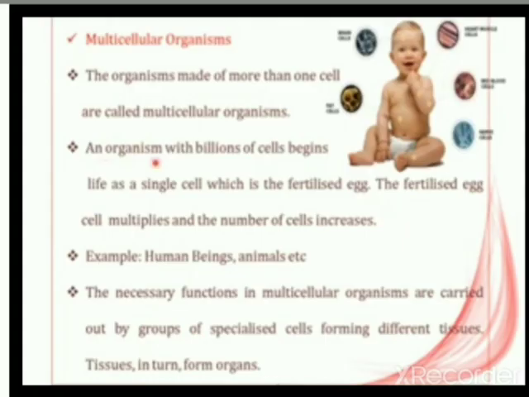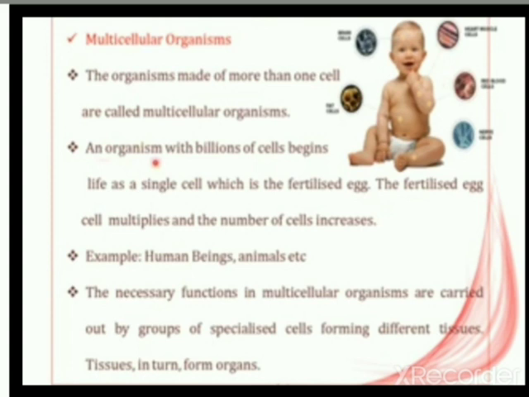So multicellular organisms are those organisms which have a different number of cells, and different cells perform different functions. So the organisms made of more than one cell are called multicellular organisms. And organisms with billions of cells begin life as a single cell, which is the fertilized egg.